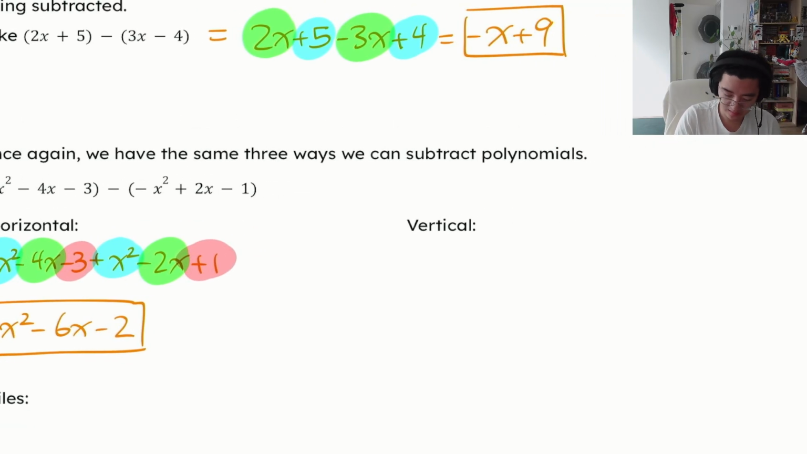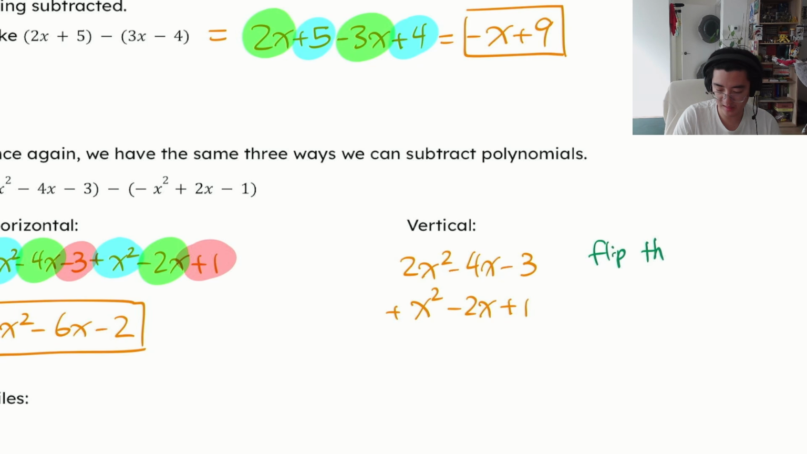With vertical, okay, same thing, we copy it down. Alright, so again, even with vertical, you still have to remember to flip the signs. Okay, minus 3 plus 1 is minus 2. Minus 4 minus 2 is minus 6. 2 plus 1, 3.